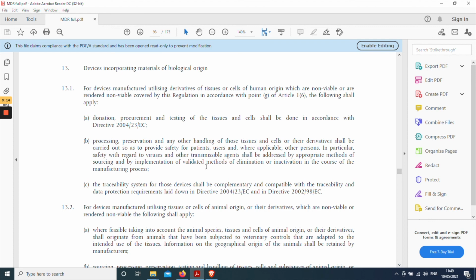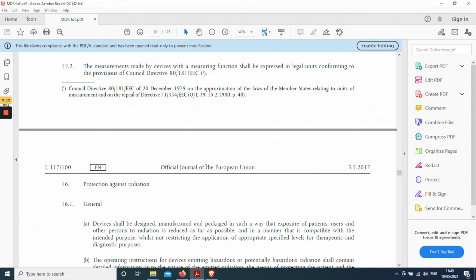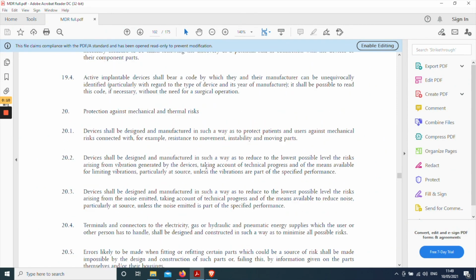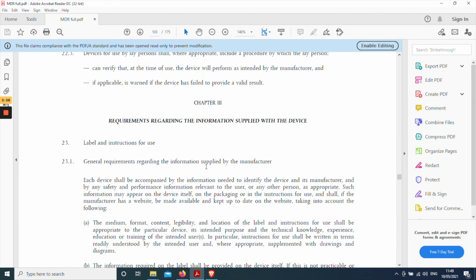The final section, Chapter 3, relates to requirements for labelling, and you can use exactly the same system for Chapter 3 as you use for Chapter 2.